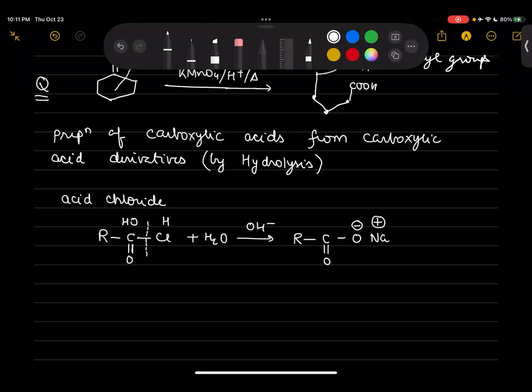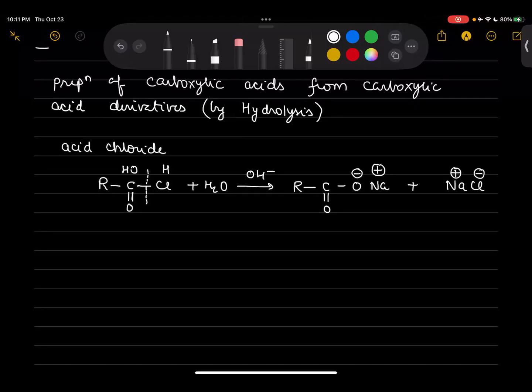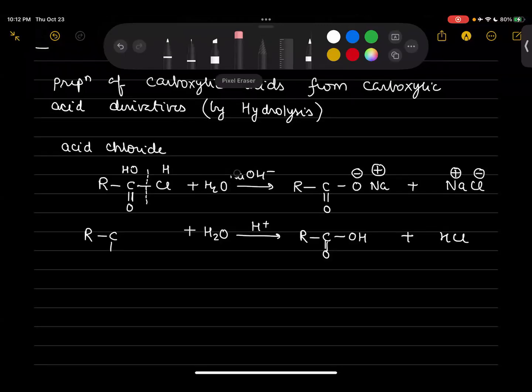And in base catalyzed hydrolysis, the carboxylic acid is going to change to sodium salt. And here you can take water along with the acid. And if it is acidic medium, you are going to get the carboxylic acid. So the Na is from NaOH? Yes, NaOH or KOH.